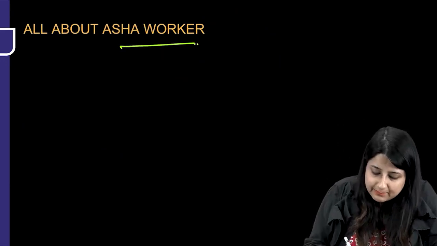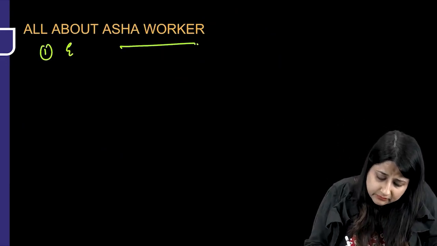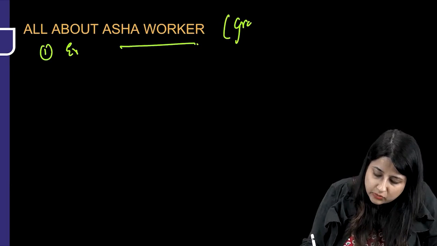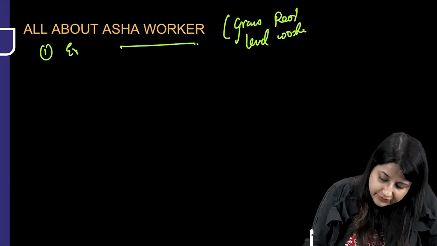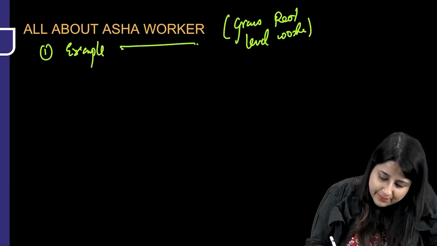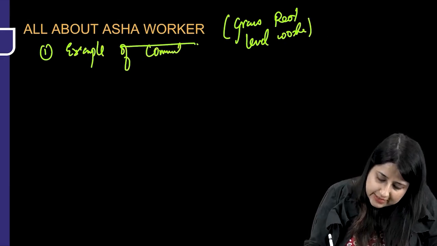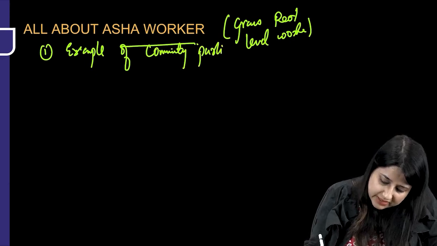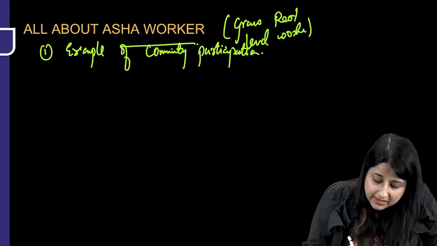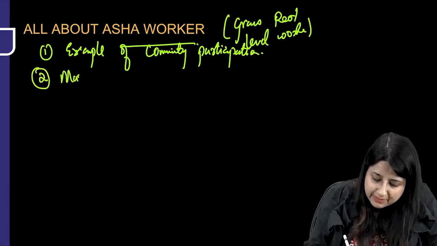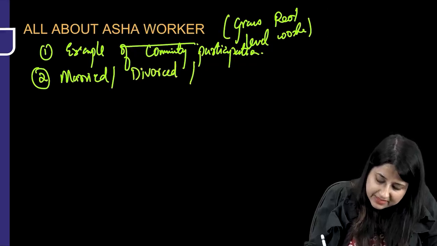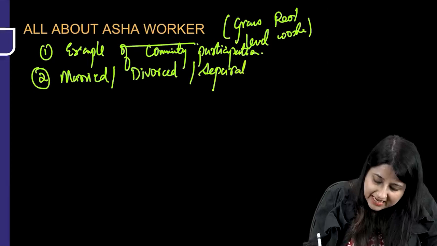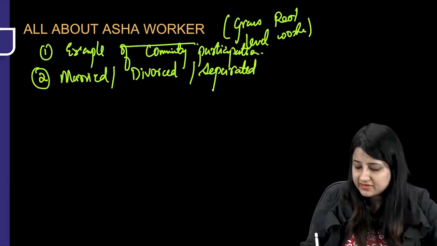Then ASHA worker, some points I want to tell you. She is a grassroots level worker. The first point, she is an example of, discussed before, community participation. Okay, she is an example of community participation, the principle of primary health care. Okay, second, she can be married. Okay, she can be divorced. All right, she can be separated, but she has to be a local resident of that community.